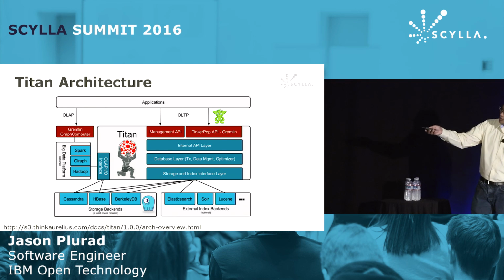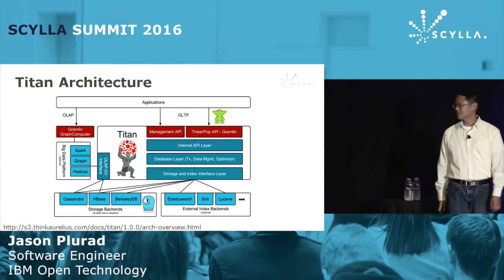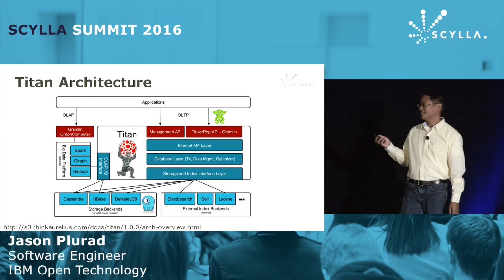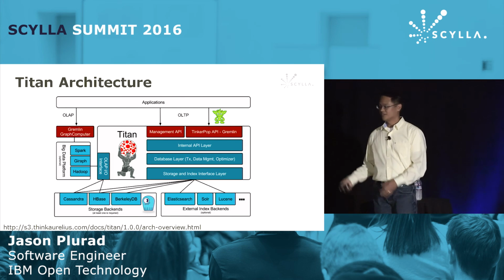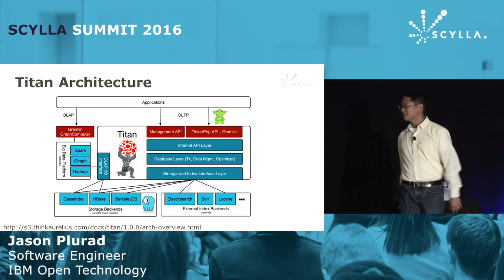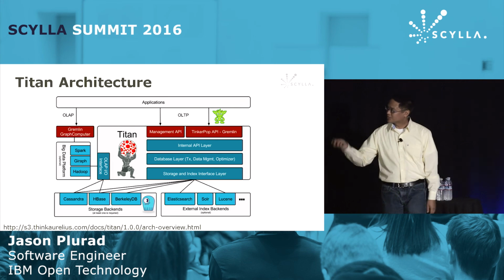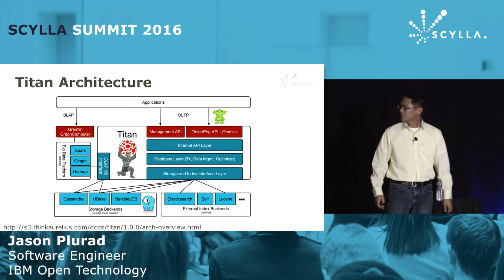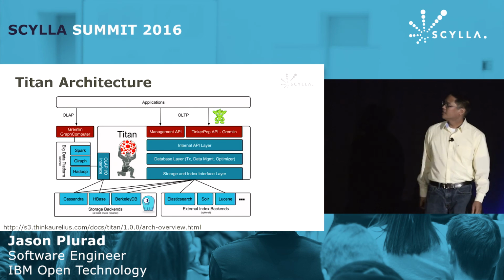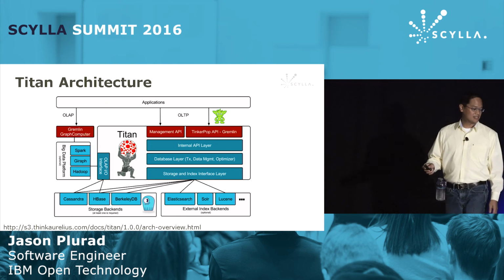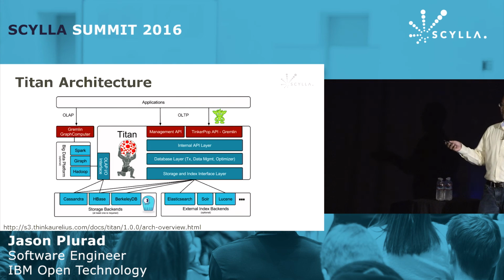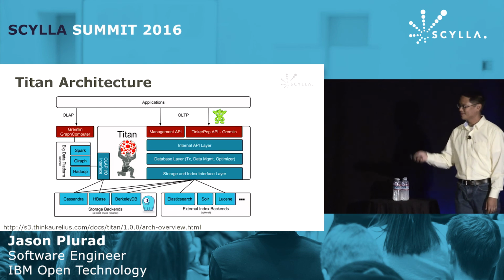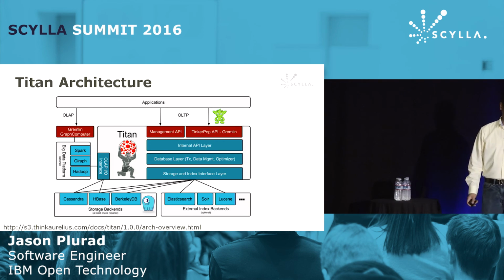Along the bottom here, on the close end, we have the external indices. This is for full text search. It uses Elasticsearch and Solr and Lucene. Those are your pluggable options. You can just drop one in and use whatever you want. Then for storage backends, out of the box, there's support for Cassandra, HBase, and Berkeley. One key thing to note here is that most of these projects are hosted at the Apache Software Foundation. So Spark, Giraph, Hadoop, TinkerPop, Cassandra, HBase. It's a full house.